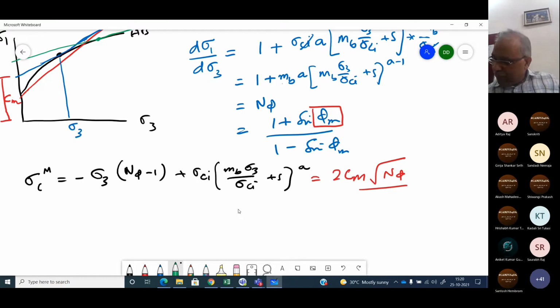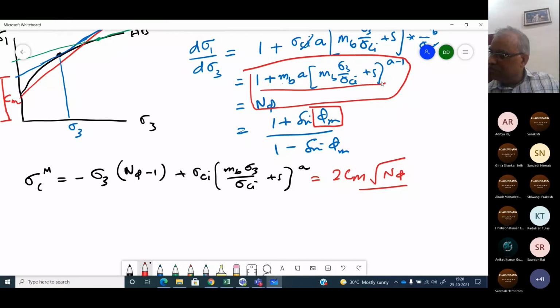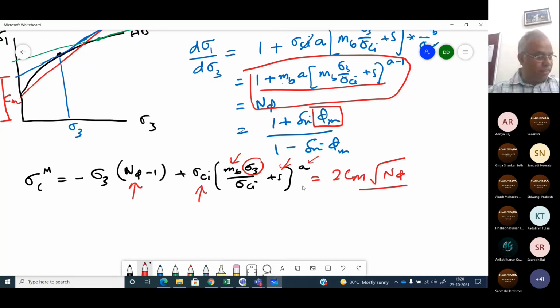So what you have to calculate first is this. N phi is this value. This you have to calculate first. Once you know n phi, this value is known, this is known, this is known, this is known, and this will be given. For a given sigma 3 you are calculating, and all are from rock mass property. So this is how we can find out the equivalent friction angle and cohesion.